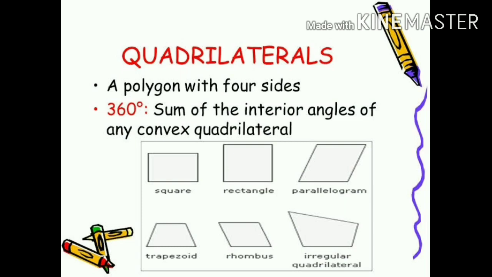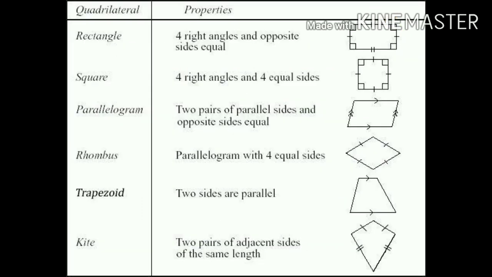Now we shall look at the different types of quadrilaterals. They are rectangle, square, parallelogram, rhombus, trapezium and kite. All these quadrilaterals you have studied in your 8th standard. You can observe these quadrilaterals.